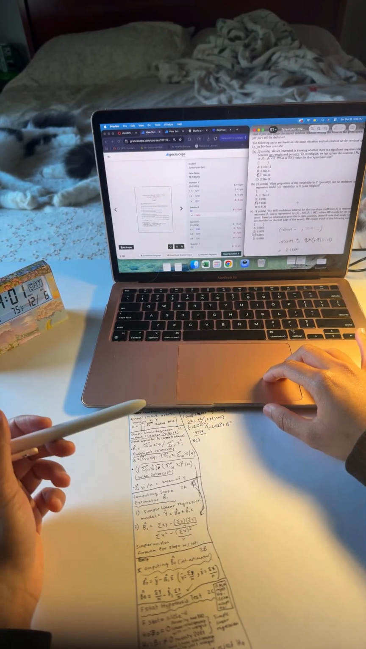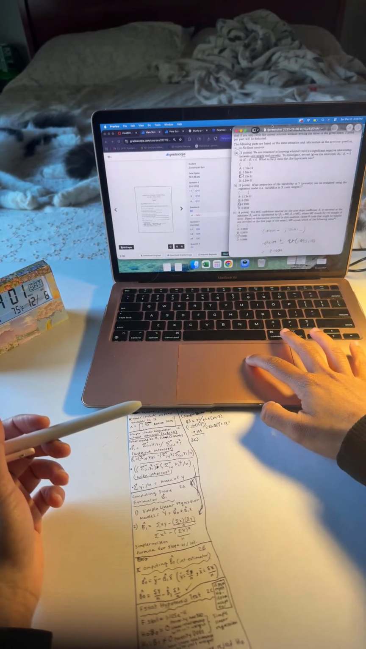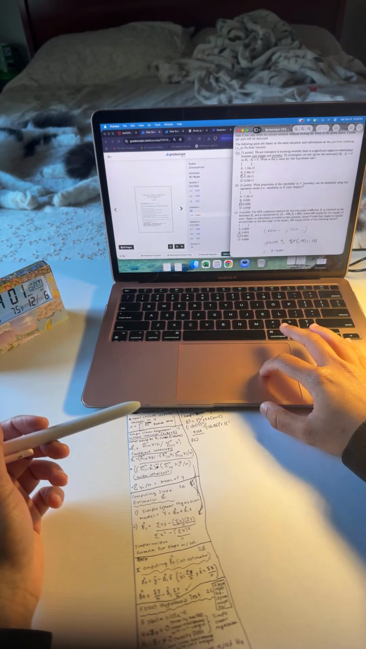Alright, so we're on 3C, right? So, 95% confidence interval for the true slope. Coefficient B1 is centered at the estimator.